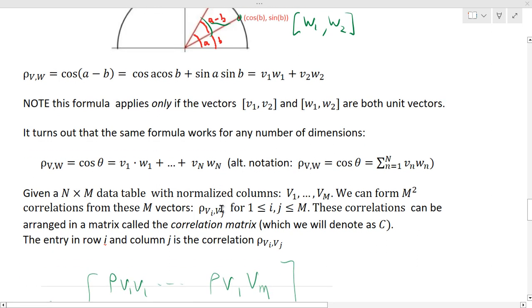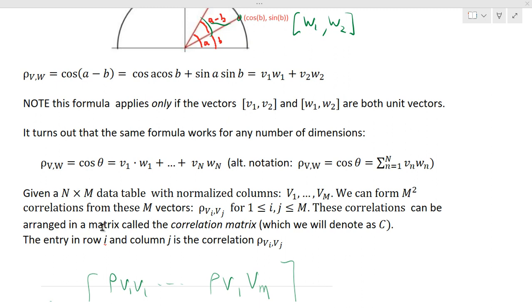Now let's go back to our data. We have our data table, and we've normalized the columns, so the columns are n-dimensional unit vectors. We can form m-squared correlations from these m vectors. That's because I can take any column and correlate it with any other column. I have m choices for the first column, m choices for the second column. That gives me m squared choices altogether.